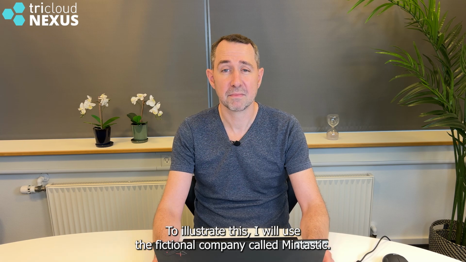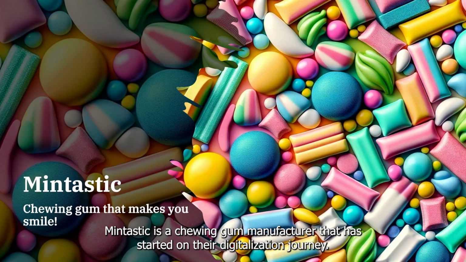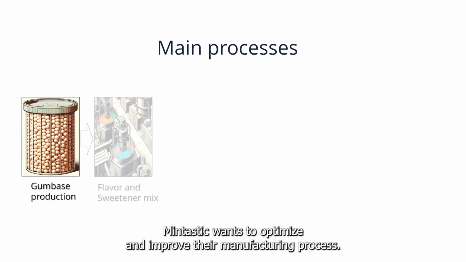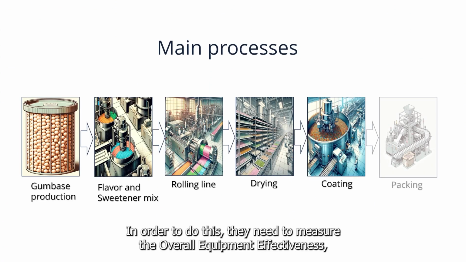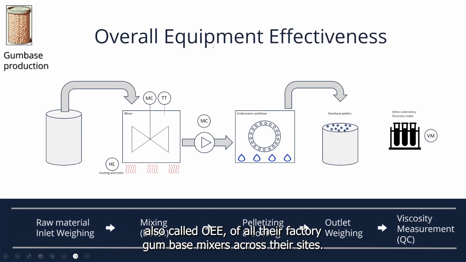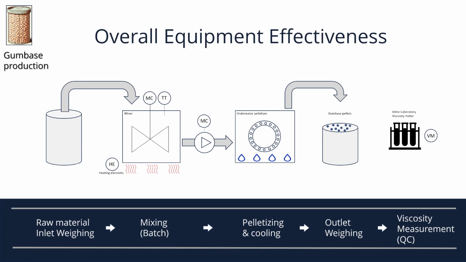To illustrate this, I will use the fictional company called Mentastic. Mentastic is a chewing gum manufacturer that has started on their digitalization journey. Mentastic wants to optimize and improve their manufacturing process. In order to do this, they need to measure the overall equipment effectiveness, also called OEE, of all their factory gum-based mixers across their sites.